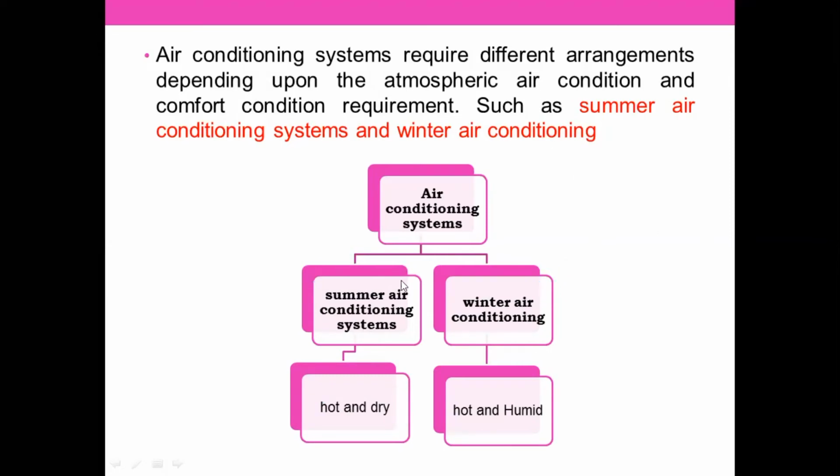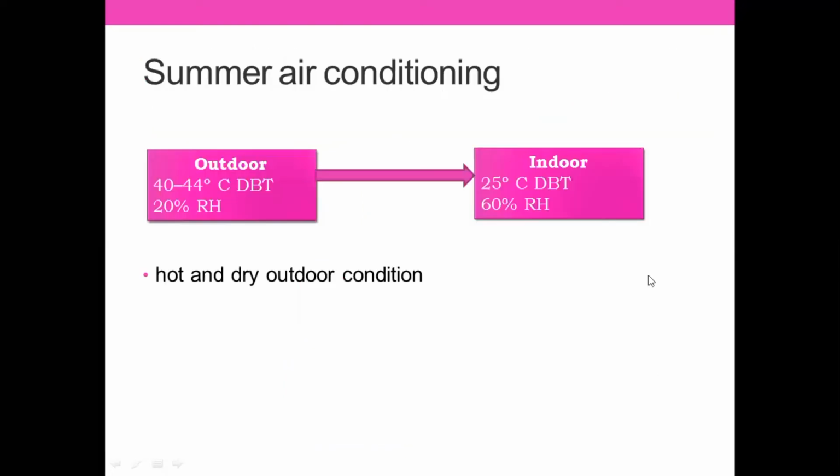So we will see them one by one. First one is the summer air conditioning system. In the summer air conditioning system, the outdoor condition, that means the environmental condition of your city, your country or your local location, will be 40 to 44 degrees Celsius dry bulb temperature. Dry bulb temperature is nothing but the temperature you measure with a normal thermometer, without covering the bulb with a wet cloth.